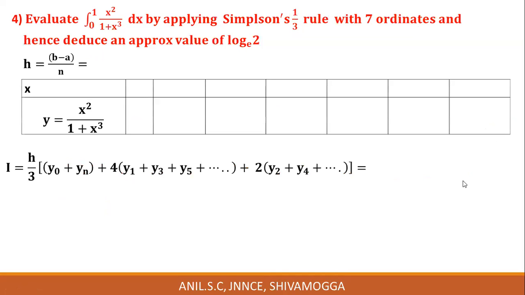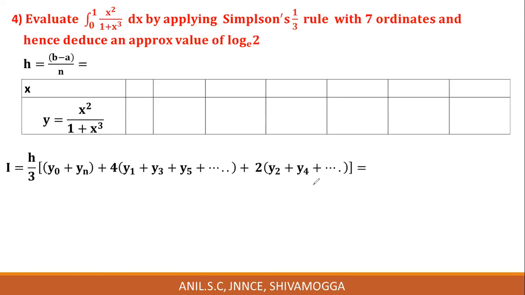Next one. Evaluate integral from 0 to 1 x square divided by 1 plus x cube dx by applying Simpson's 1/3 rule with 7 ordinates and hence deduce an approximate value of log 2 base e. Simpson's 1/3 rule. What is n here? What is n? Can you hear? 7 ordinates means n is equal to 6.